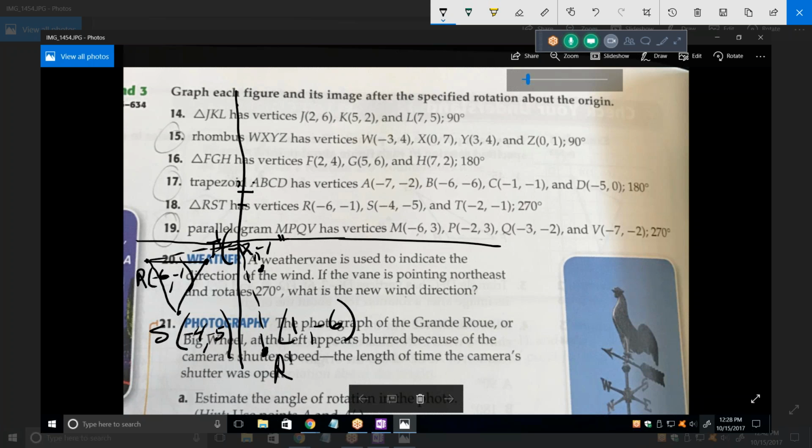Now tell me what S prime is. It is 5, negative 4. And T prime. 1, negative 2. Yeah, that is different because before we were changing the sign on the y spot.